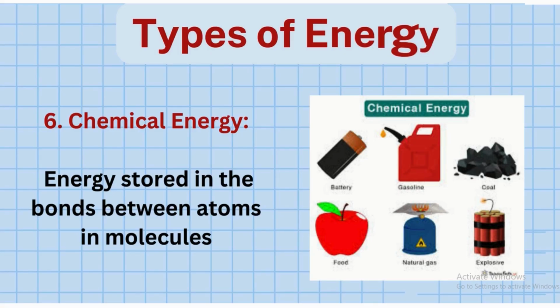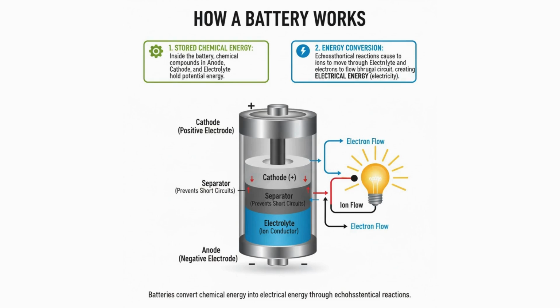Now we explain chemical energy. Chemical energy can be defined as the energy stored in the bonds between atoms in molecules. For example, when atoms connect with each other and make a molecule, they possess some chemical energy inside. For example, batteries like those in your phone, remote control, or car store chemical energy inside the battery. Some electrochemical reactions convert this stored chemical energy directly into electrical energy. So this is an example of chemical energy.